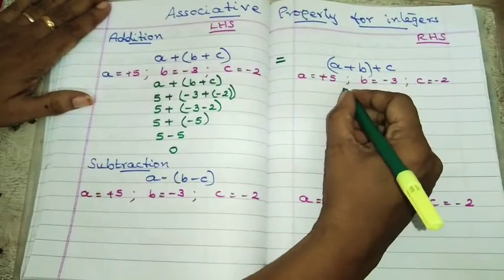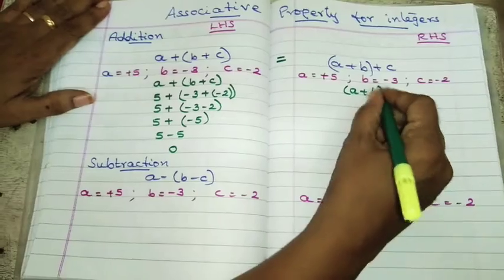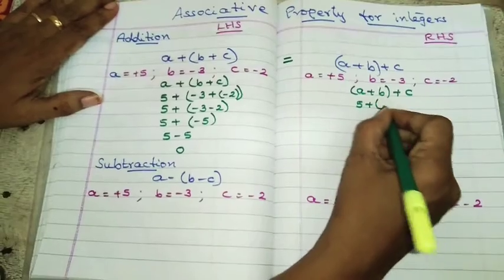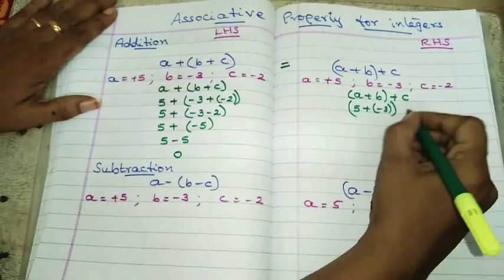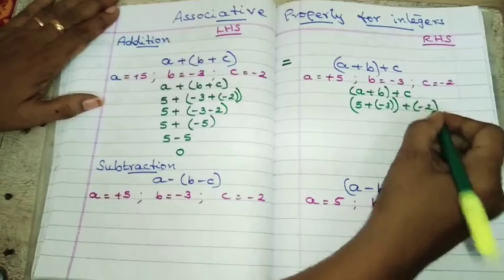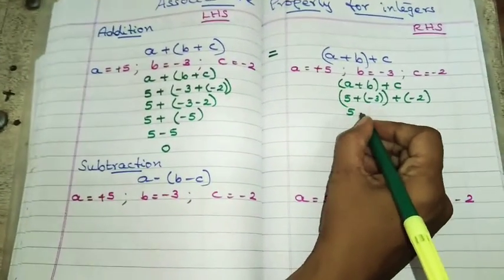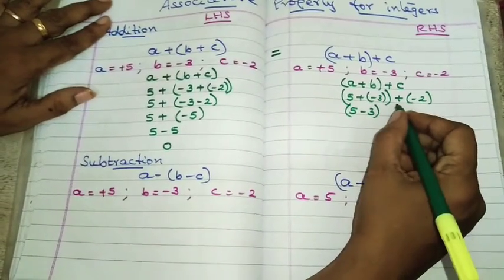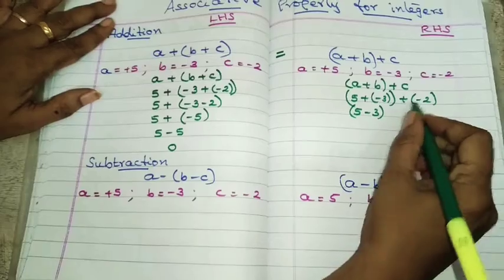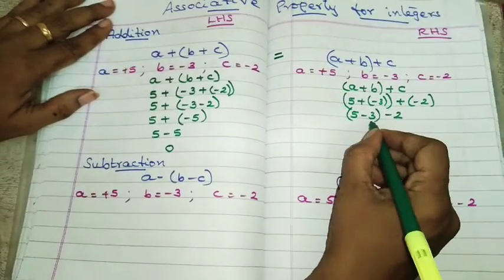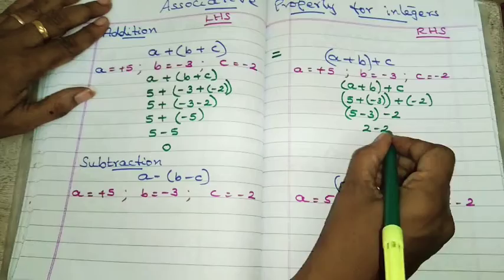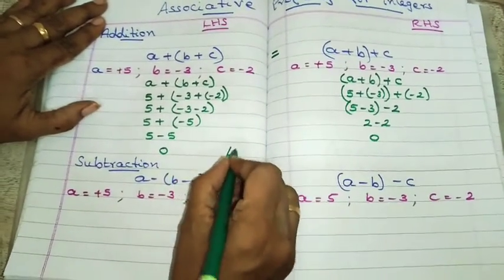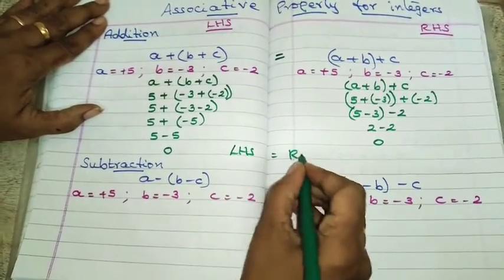Now moving on to the RHS, it is A plus B plus C. So A value is 5 plus within brackets minus 3 plus minus 2. I hope all of you would have learnt BODMAS in your 6th standard. Brackets to be solved first. Plus into minus, minus 2. Now 5 minus 3 is 2. 2 minus 2 is 0. So in LHS I am getting 0, RHS is also 0. So LHS is equal to RHS.